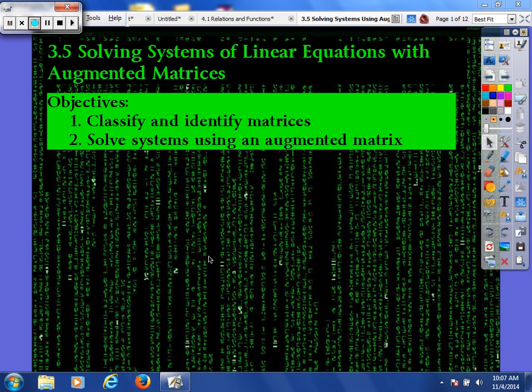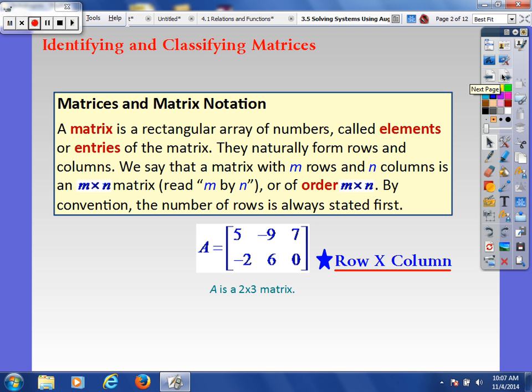Okay, in 3.5, we're going to take a look at solving systems of linear equations with augmented matrices. Two objectives: number one, classify and identify matrices, and number two, solve systems using augmented matrices. Taking a look at the first objective, identifying and classifying matrices.